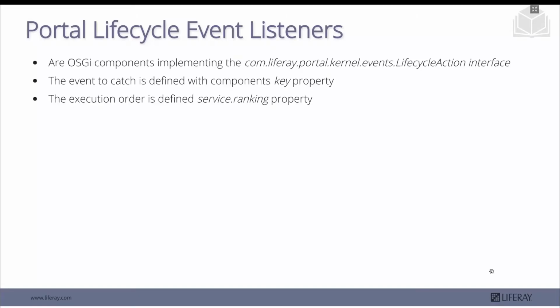In order to access or leverage those different events, we're going to first create a component, just as we always do. So we're going to create a component that implements the lifecycle action interface. Within the component annotation, we're going to be setting within the property element which specific event or portal lifecycle action we want to leverage or work into. And then if there are multiple, we can set our service ranking depending on when we want this one to be executed.